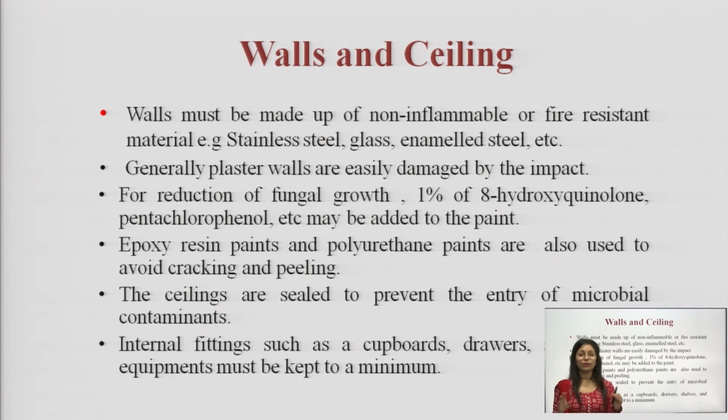Walls of the aseptic area where the production is taking place are first of all made up of non-inflammable and fire resistant material. Why? If you go to an industry, just notice the walls and ceilings. The walls and the ceilings are basically non-inflammable and fire resistant, so that they cannot catch fire very easily. It should be non-inflammable, of course.